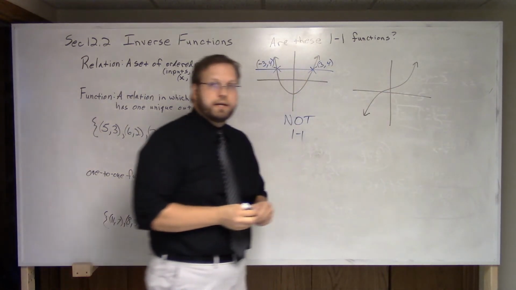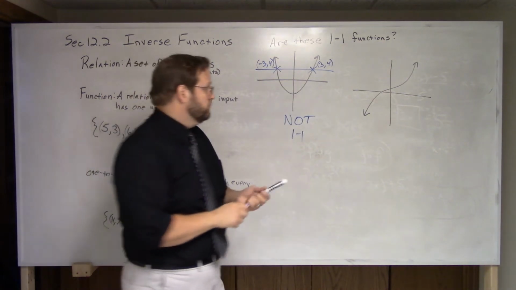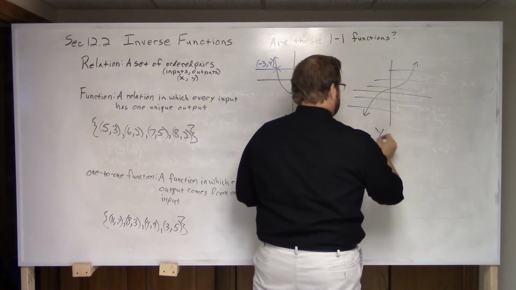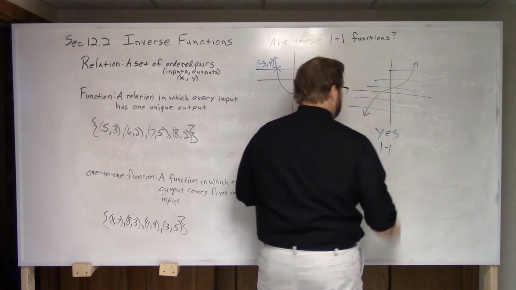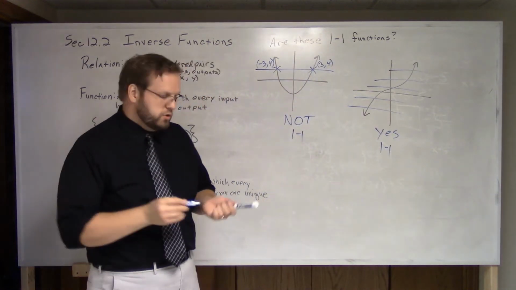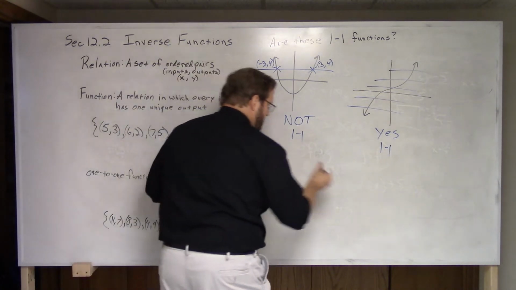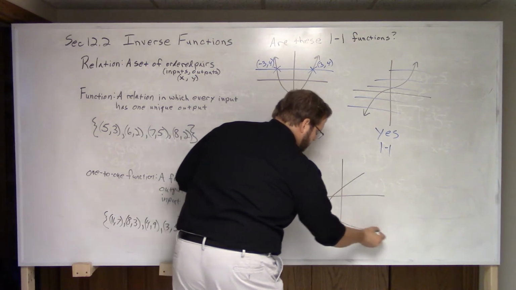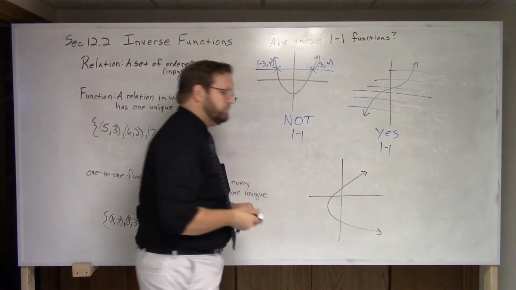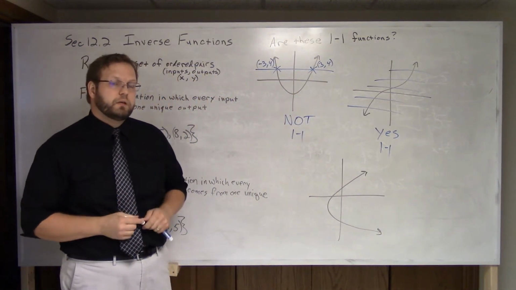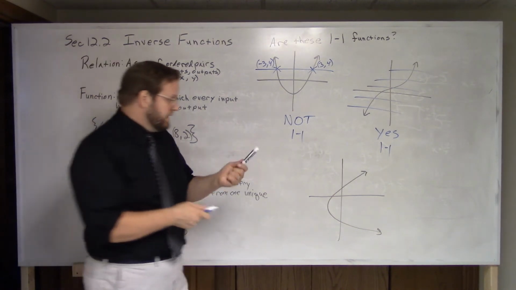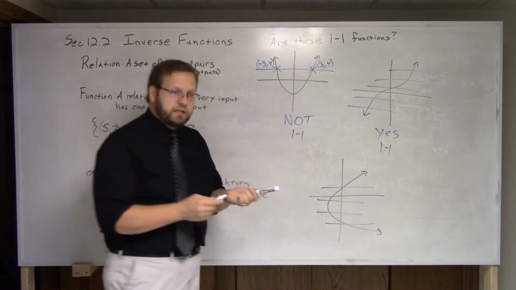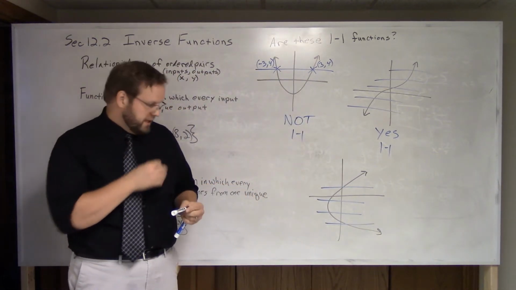How about something like that? Is that one-to-one? Well, we draw this. Yes, it is one-to-one. Let's do one more. How about this? Is that one-to-one? Now, if we do the horizontal line test, that's perfectly fine. Okay, it's only hitting it one time every time I draw a horizontal line.